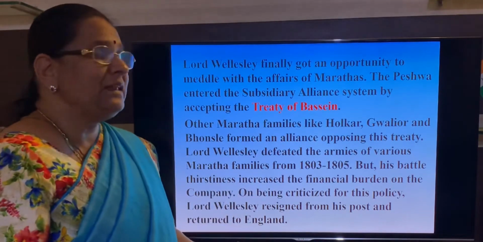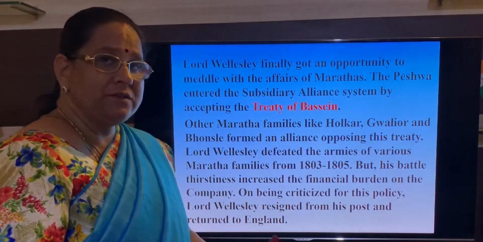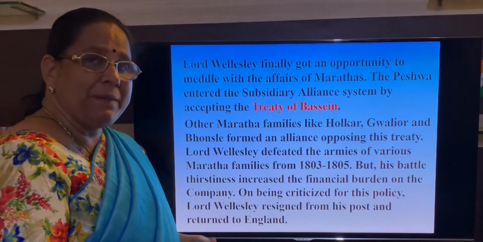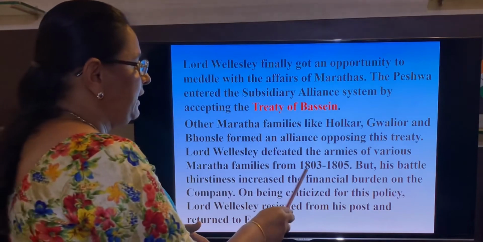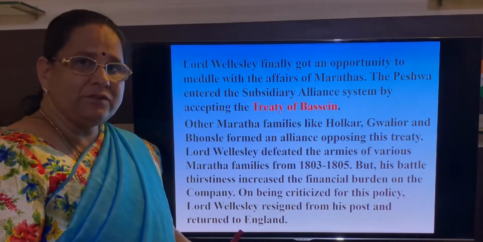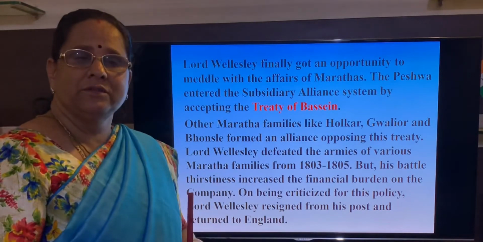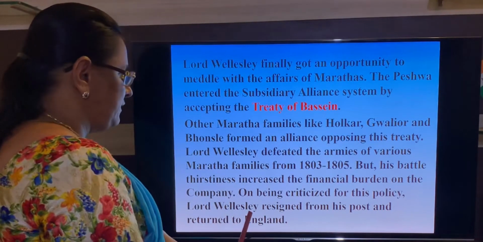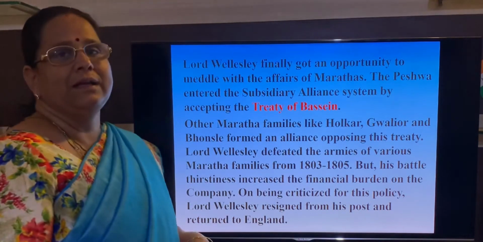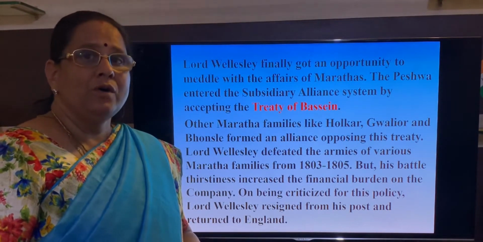And if you see, the Maratha families were Holkar, Gwalior and Bhonsle. They opposed this treaty. Due to this, they fought and battled with the English from 1803 to 1805. Finally, the English won the battle, but it was a financial burden for the English. Due to this, Lord Wellesley had to resign his post and return to England. So this is the Second Anglo-Maratha War.